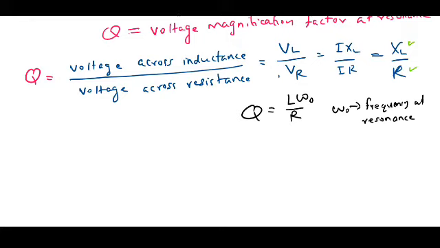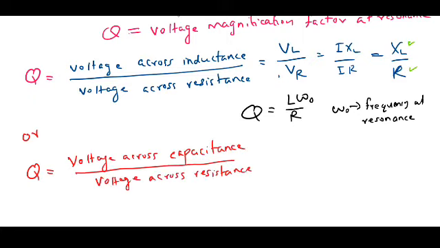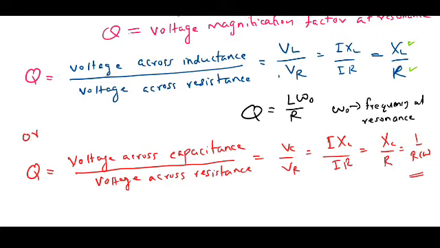Then what is the quality factor of a capacitor component? We can define it in this way: measure the voltage across the capacitance, then divide it by the voltage across the resistance. That is VC by VR, that is I into XC by I into R. This is XC by R, or 1 by R C omega, because XC is 1 by C omega. This is also at omega naught, the resonant frequency.